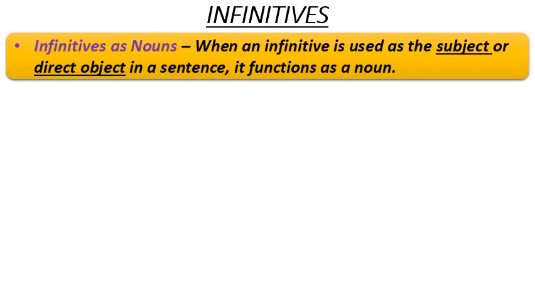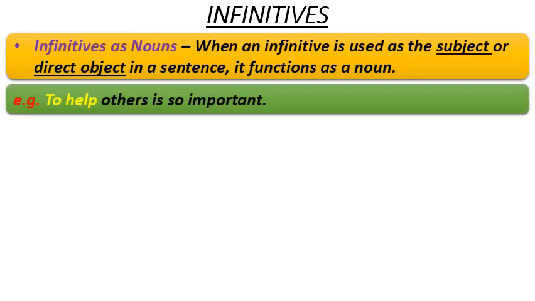Infinitives as nouns. When an infinitive is used as a subject or direct object in a sentence, it functions as a noun. The meaning of subject is when a person or thing does an action, and a direct object answers the questions who, whom or what. It receives the action of the verb. It can be a noun or pronoun.